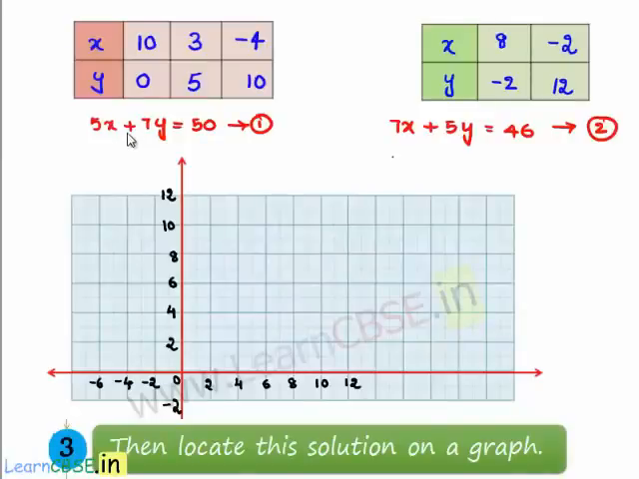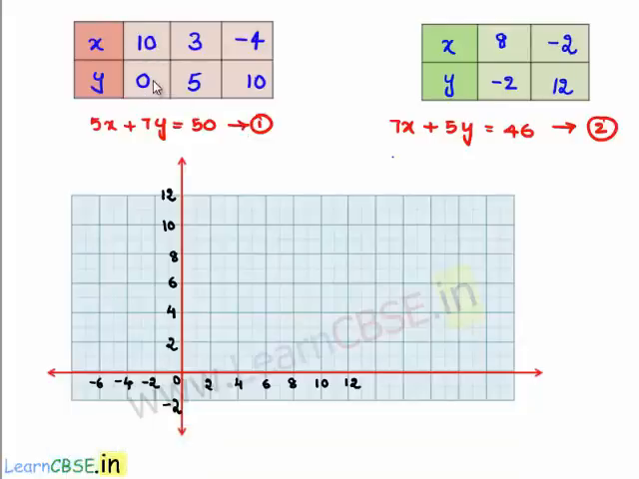The first equation is 5x plus 7y is equal to 50. The corresponding points of this equation are 10, 0. So on x-axis we have 10 and on y-axis 0. So the point 10, 0 is this one. And the second point is 3, 5. So the 3, 5 is here. And the third point is minus 4, 10. So on x-axis we have minus 4 and on y-axis we have 10. So if we join these three blue points, we get the straight line 5x plus 7y is equal to 50.